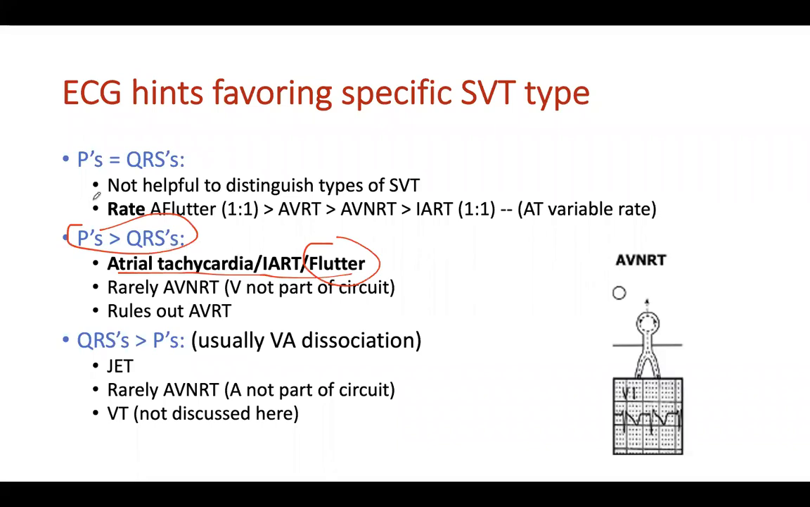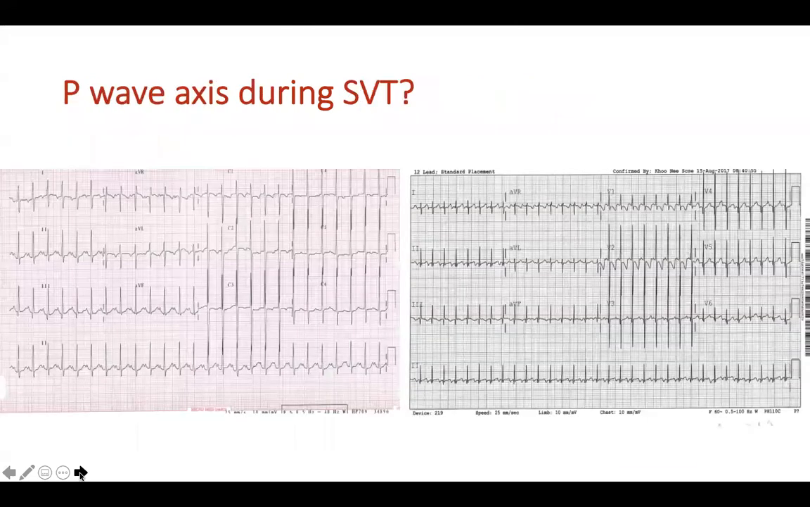If you have P's equal to QRSs, that's not very helpful to distinguish what type. If you have QRS more than P's with the usual narrow complex tachycardia, then it could be JET, right? Could very well be JET, or rarely AVNRT, but I will not go into this. Think of JET for you. So figuring out the P to QRS ratio is important to figure out whether it's atrial tachycardia or whether it's JET.